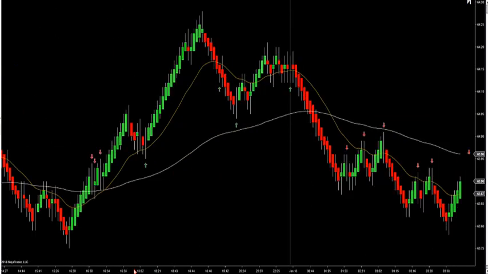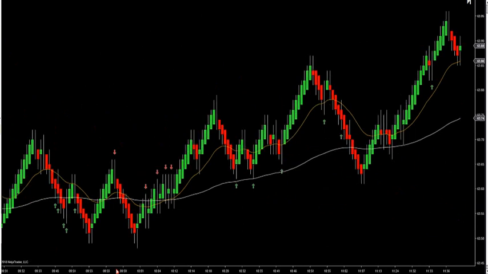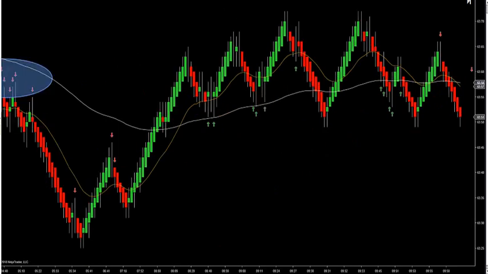All right. Go back. Find another cross here. Here's another cross. Where's the cross? That one came right here. Short market. Still got your first target.